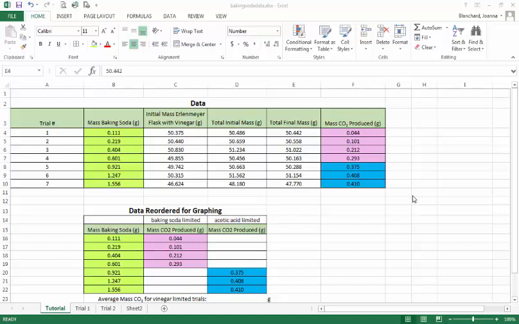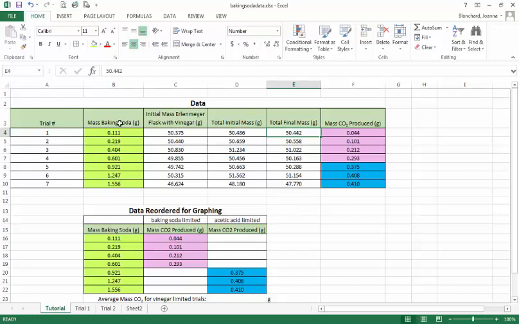This is a short video that's going to show you how to graph the data from the baking soda and vinegar experiment. What you can see here is that I've created the table in Excel that should be identical to the data table that you have in your lab notebook.